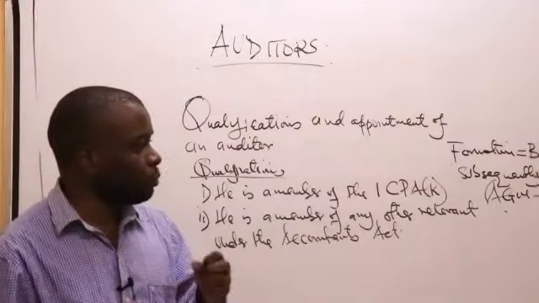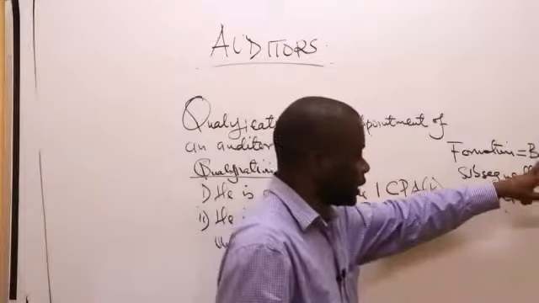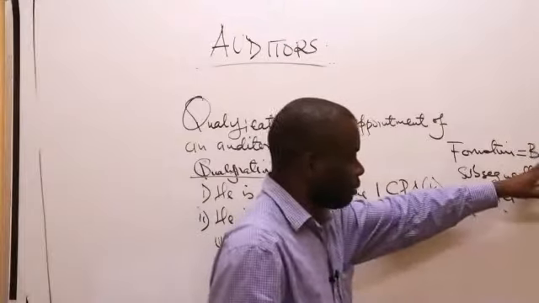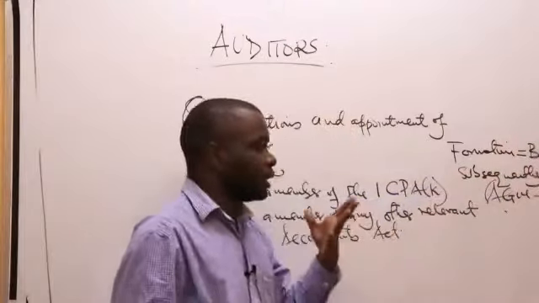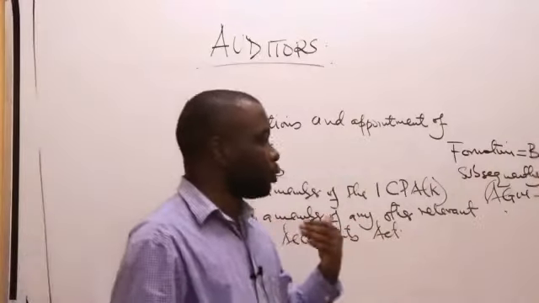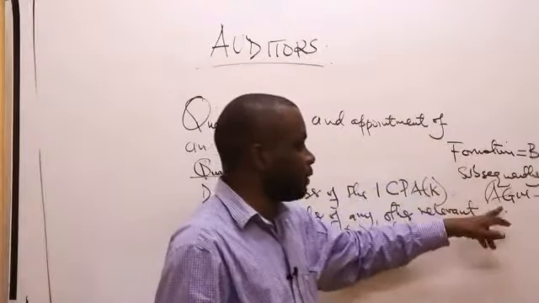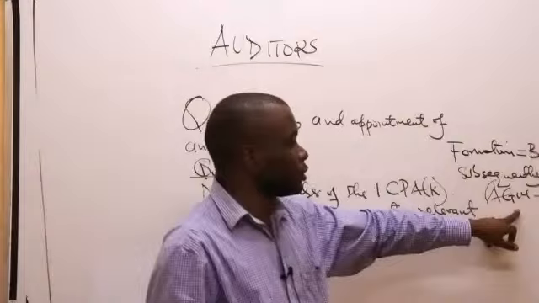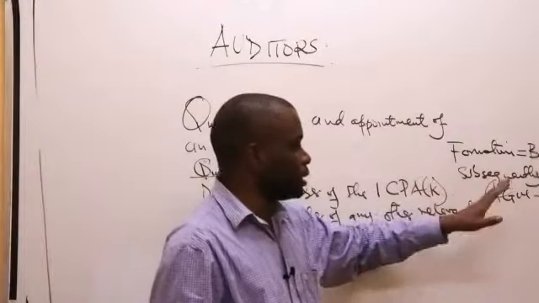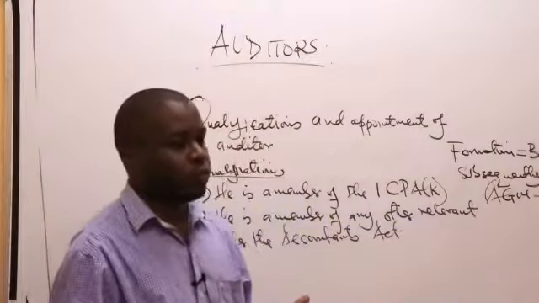But initially, on formation of the company, the board of directors, or maybe the promoter of the company, once they have the first board of directors meeting, will approve or appoint a person who will serve as the auditor of the company until the first AGM. Subsequently, at each and every annual general meeting, the members will appoint the auditor of the company.